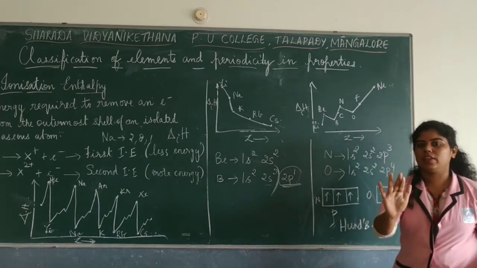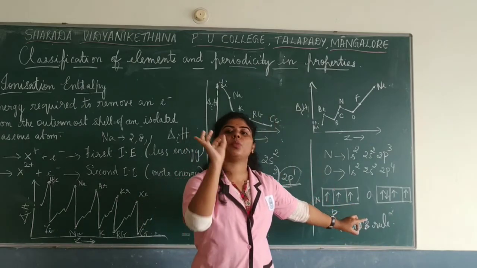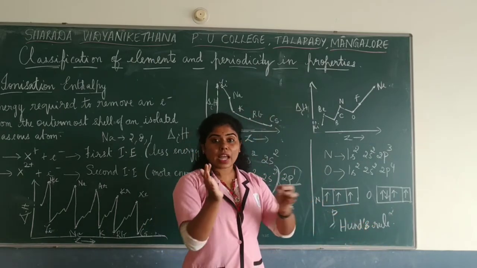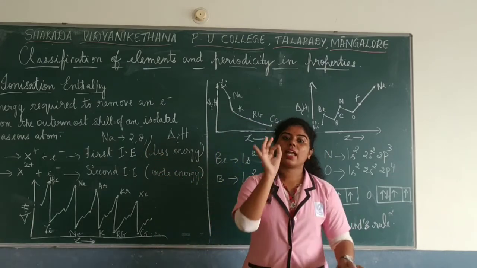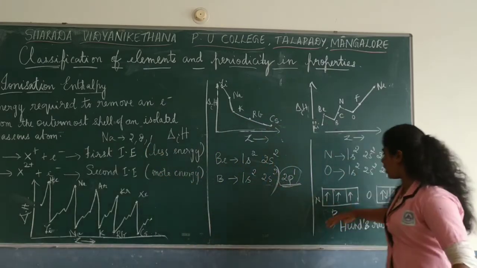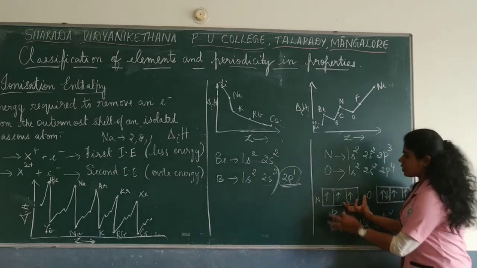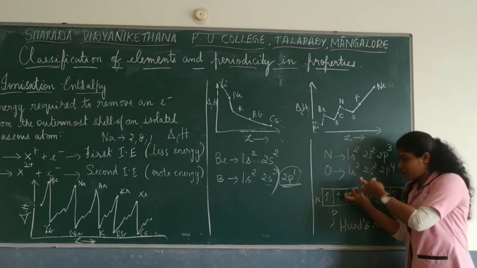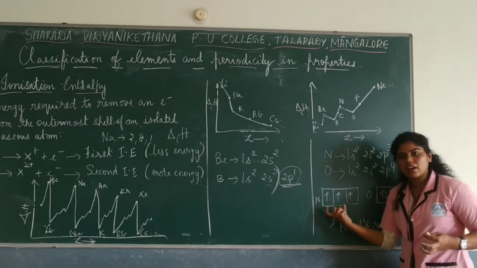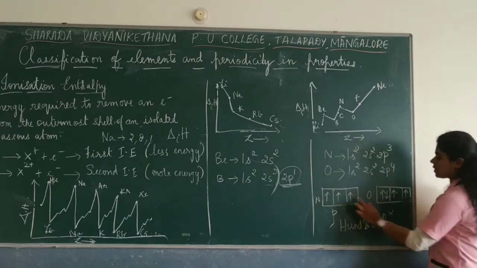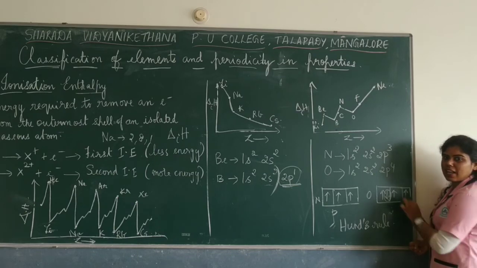Always remember, just make a note of it. Half filled orbitals are also said to be very stable. Just like fully filled noble gases are stable, in the same way exactly half filled orbitals will also be very stable. Now when it is stable, obviously it is difficult to remove an electron because there is much stability there. Whereas in oxygen, easily you can remove this electron. Correct? Then it becomes stable.